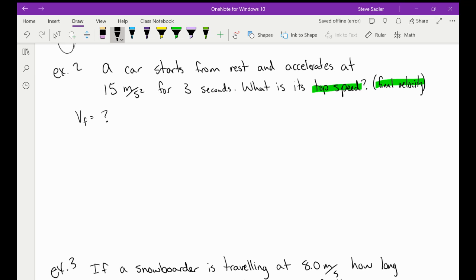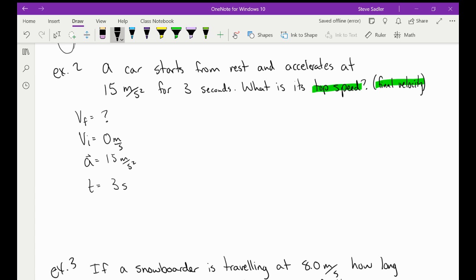What do we know? Well, the car starts from rest. So starting from rest means our v initial is 0 meters per second. It accelerates. You know, acceleration is 15 meters per second squared. And we know it does this for 3 seconds, so we know the time.